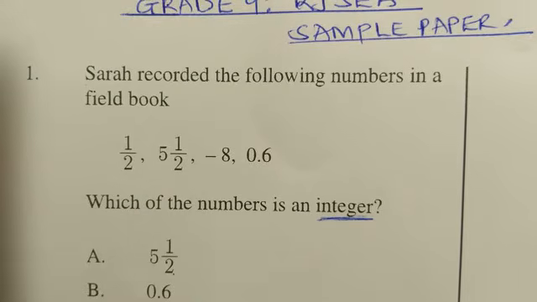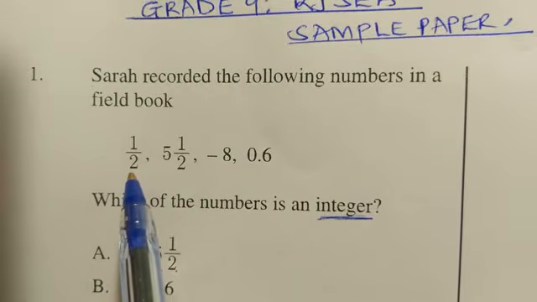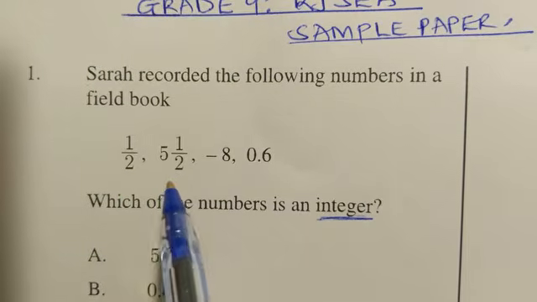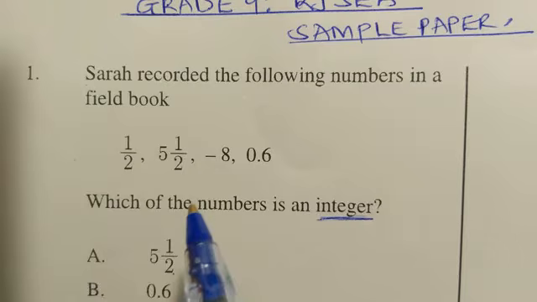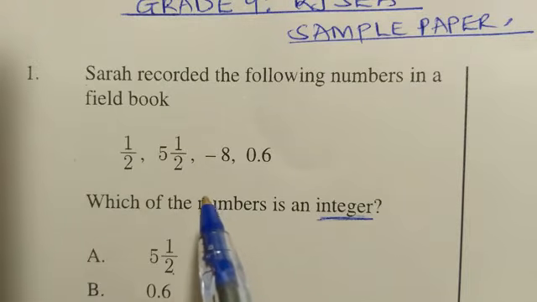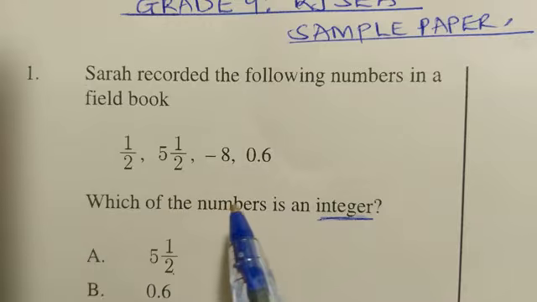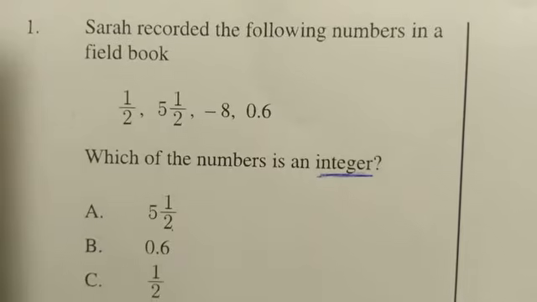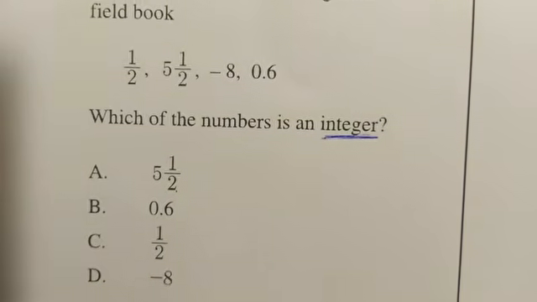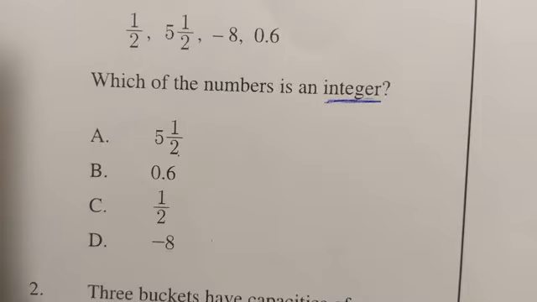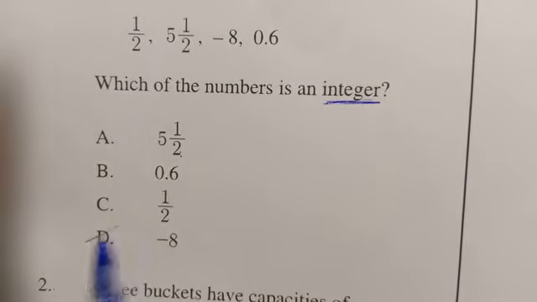So from our list, the first number is a fraction, so it cannot be an integer. The second one again is also a fraction, which is a mixed fraction, so again that is not an integer. You can see we have -8, a negative whole number, so -8 is an integer. And then lastly we have 0.6, which is a decimal, and decimals are not integers. So A is not correct, it's a fraction, B not correct, C not correct, so the answer is D.